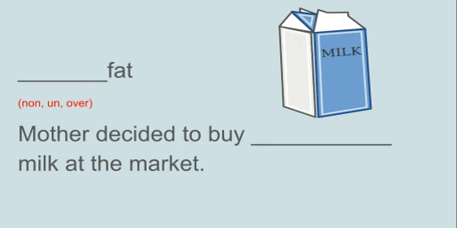Let's go to our last one that we're working on today. We have the root word fat. Mother decided to buy blank fat milk at the market. We don't think she wanted to buy fat milk. Let's see what kind of milk. Nonfat, unfat, or overfat. If she didn't want fat in her milk, she would choose nonfat milk. Let's try it in the sentence. Mother decided to buy nonfat milk at the market.